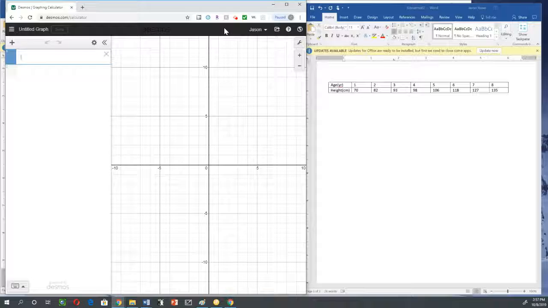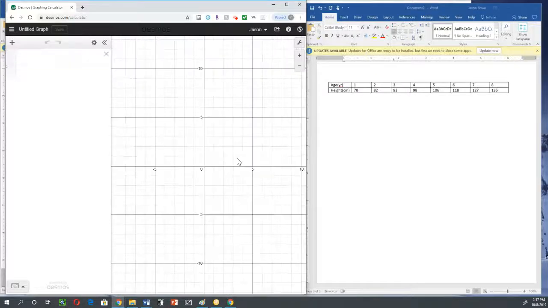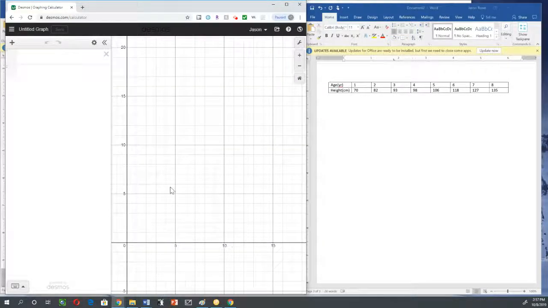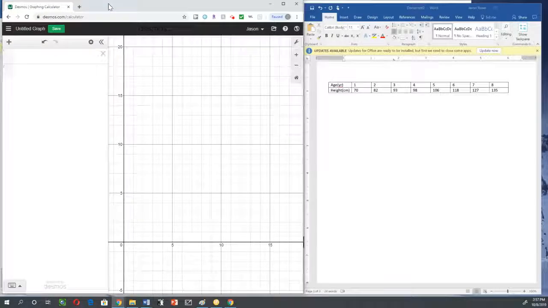This is a good resource to use because it will be similar to the calculator you're going to use on the EOC. This is desmos.com. I've given you the link probably. If not, ask for the link. It's desmos.com. That's all you've got to do. Click on it and enter it, and that's it.